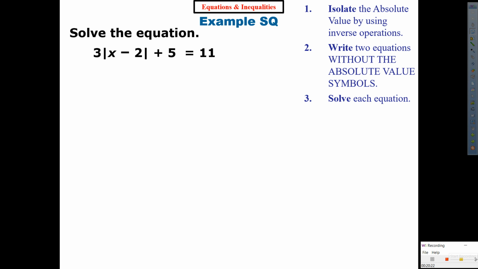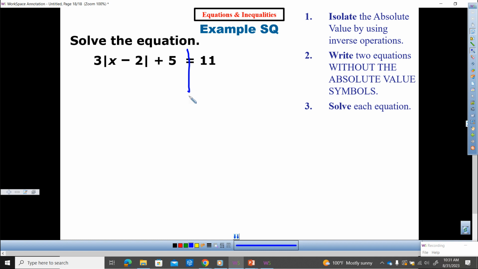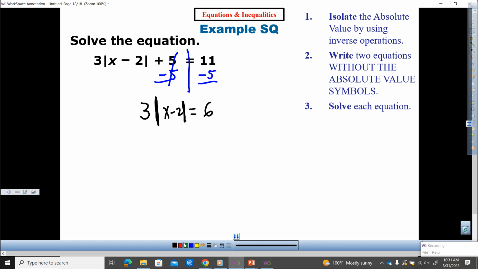Brandon, Felix, let's go. All right, hold on. Let me help you out. There you go. All right, go. Subtract 5 from each side. We end up with 3 times the absolute value of x minus 2 equal to 6. Hands, if you got it to right there. So far, so good. Continue, Brandon.